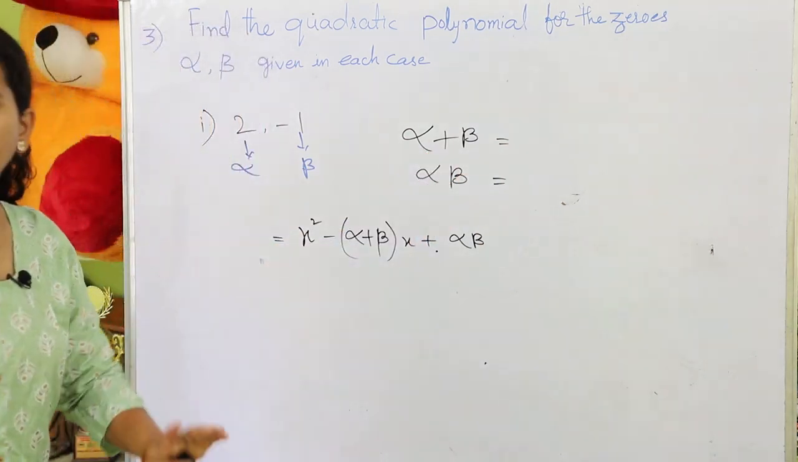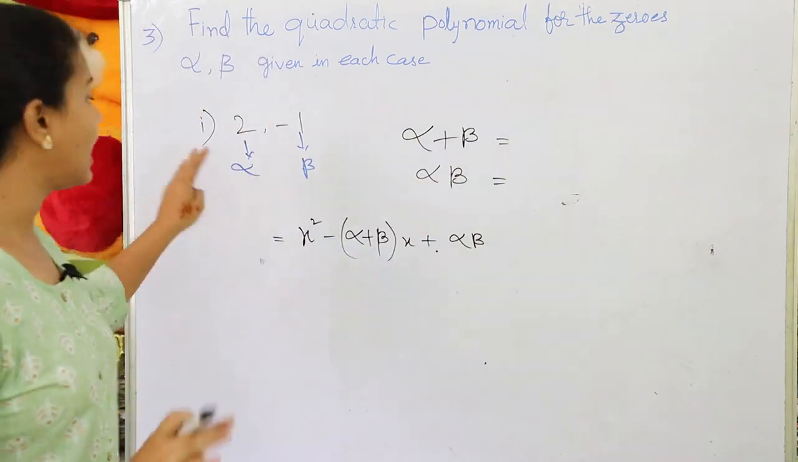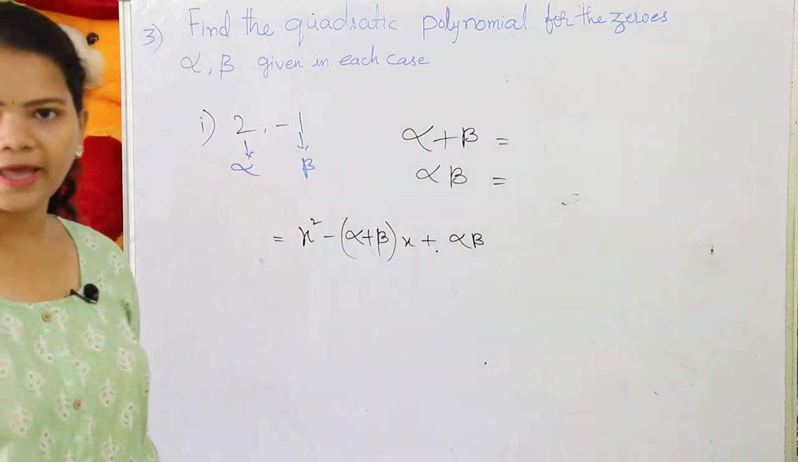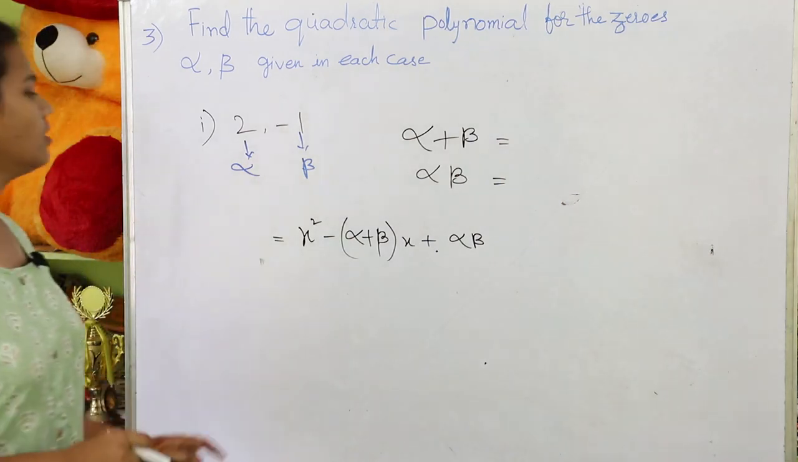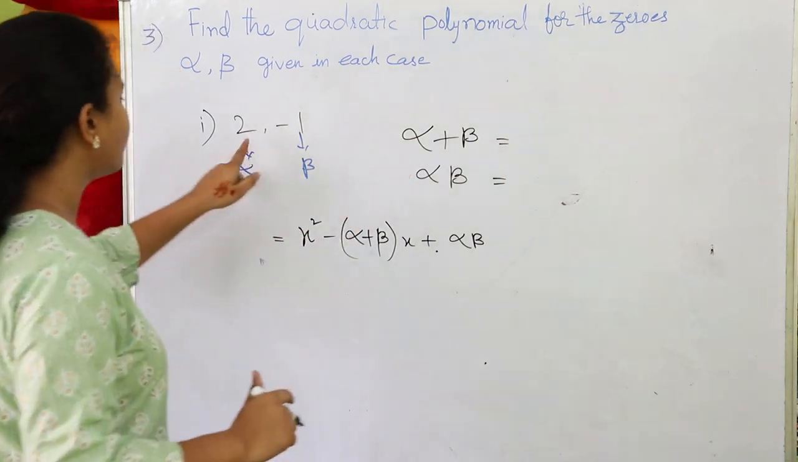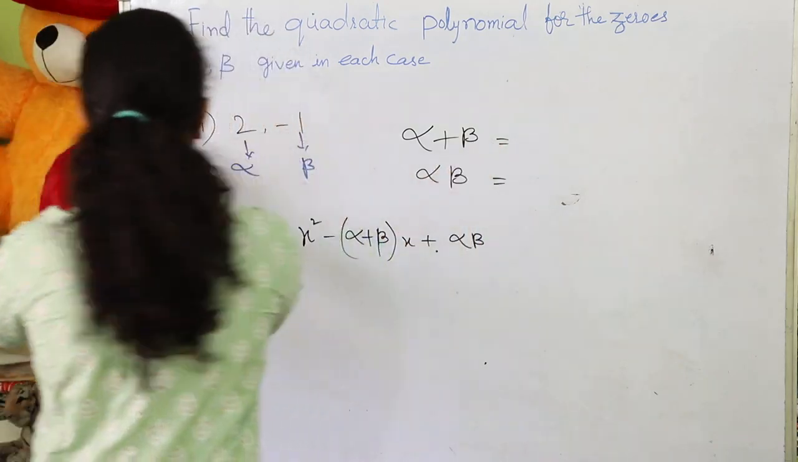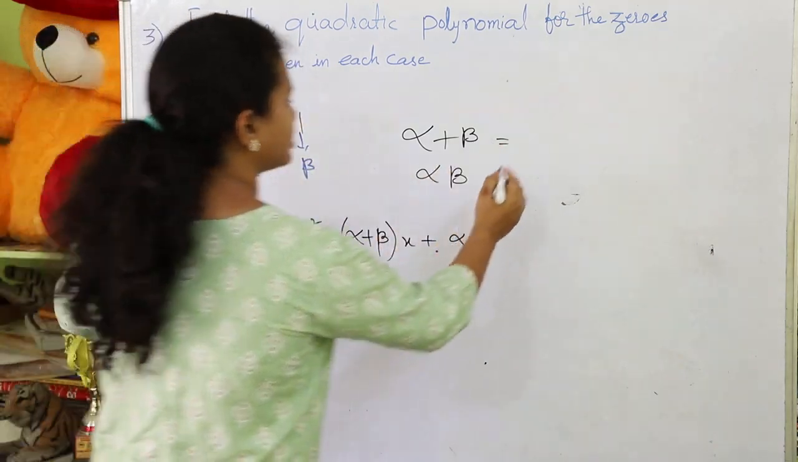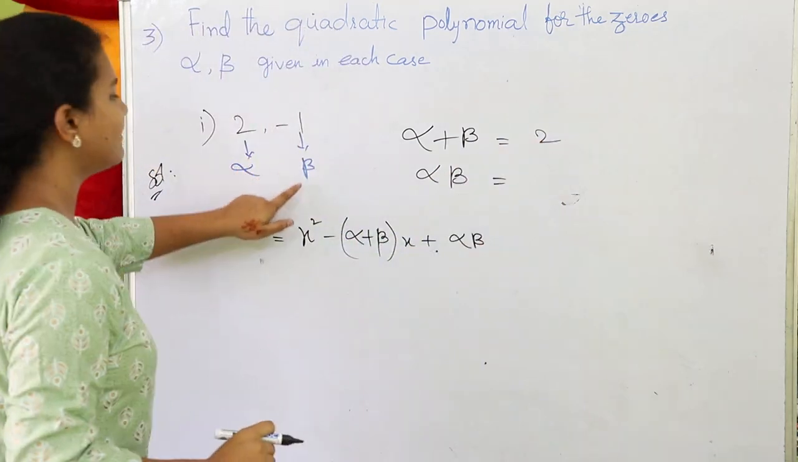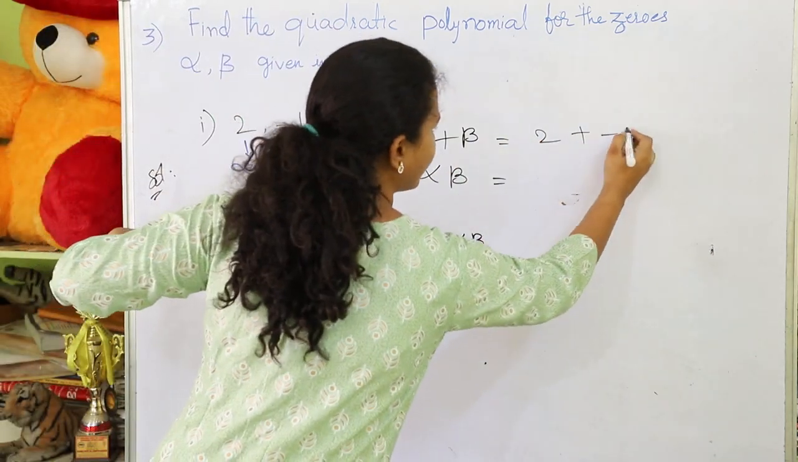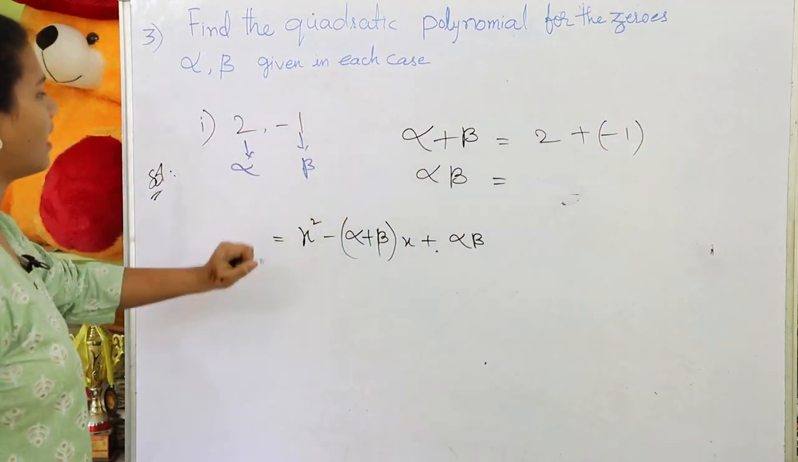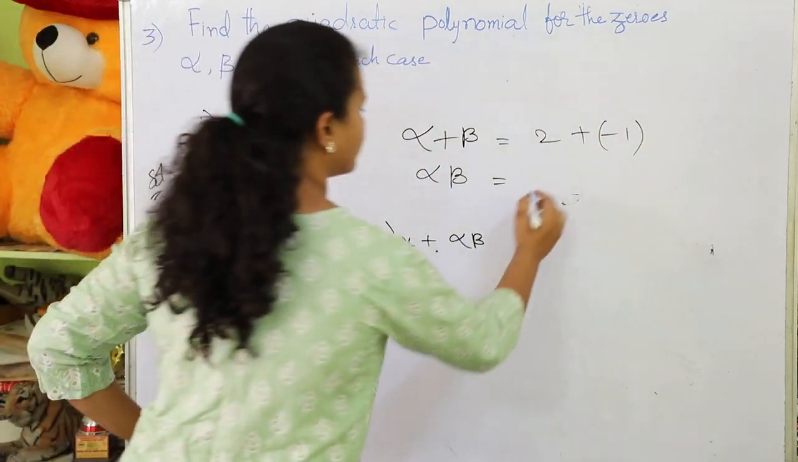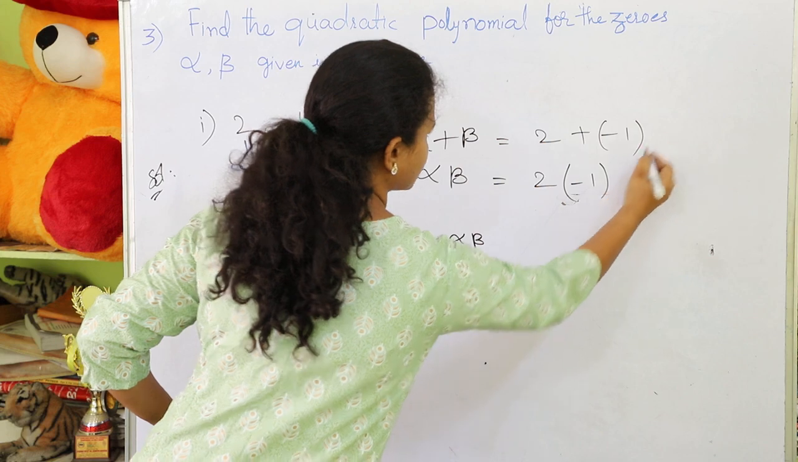But in this question, they have given the alpha value and the beta value. So alpha plus beta: alpha means 2 and beta value is minus 1, so 2 plus of minus 1. Alpha into beta means 2 into minus 1.